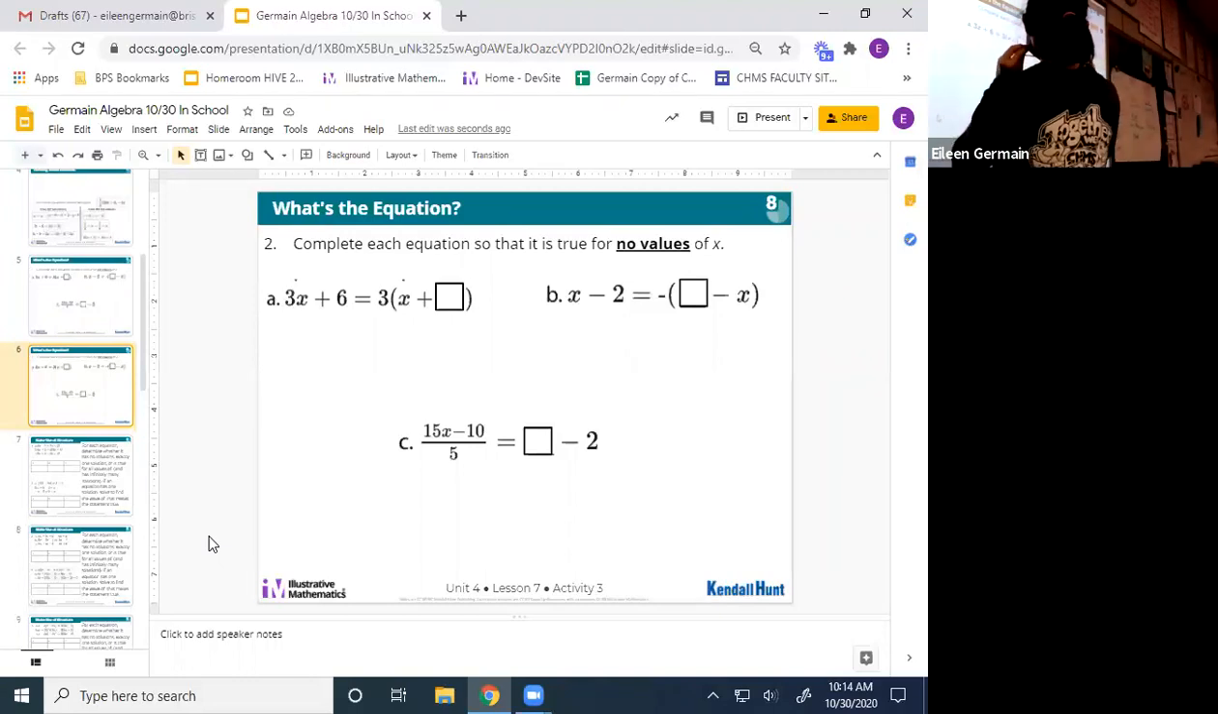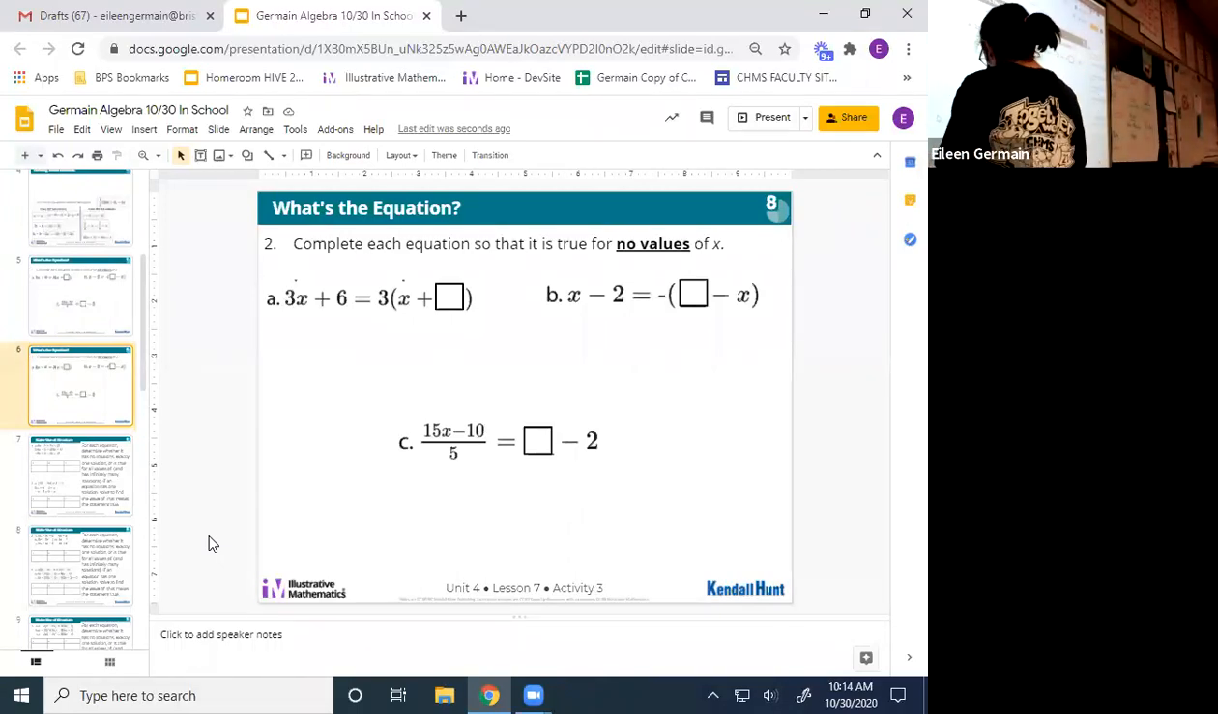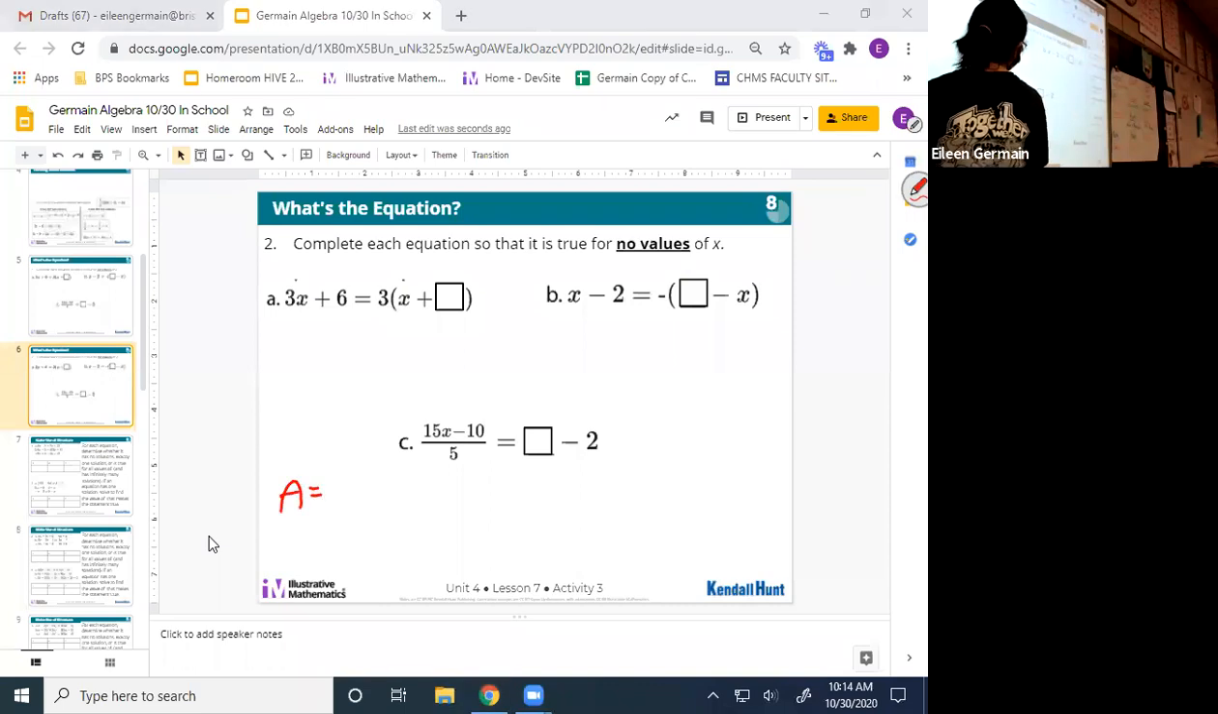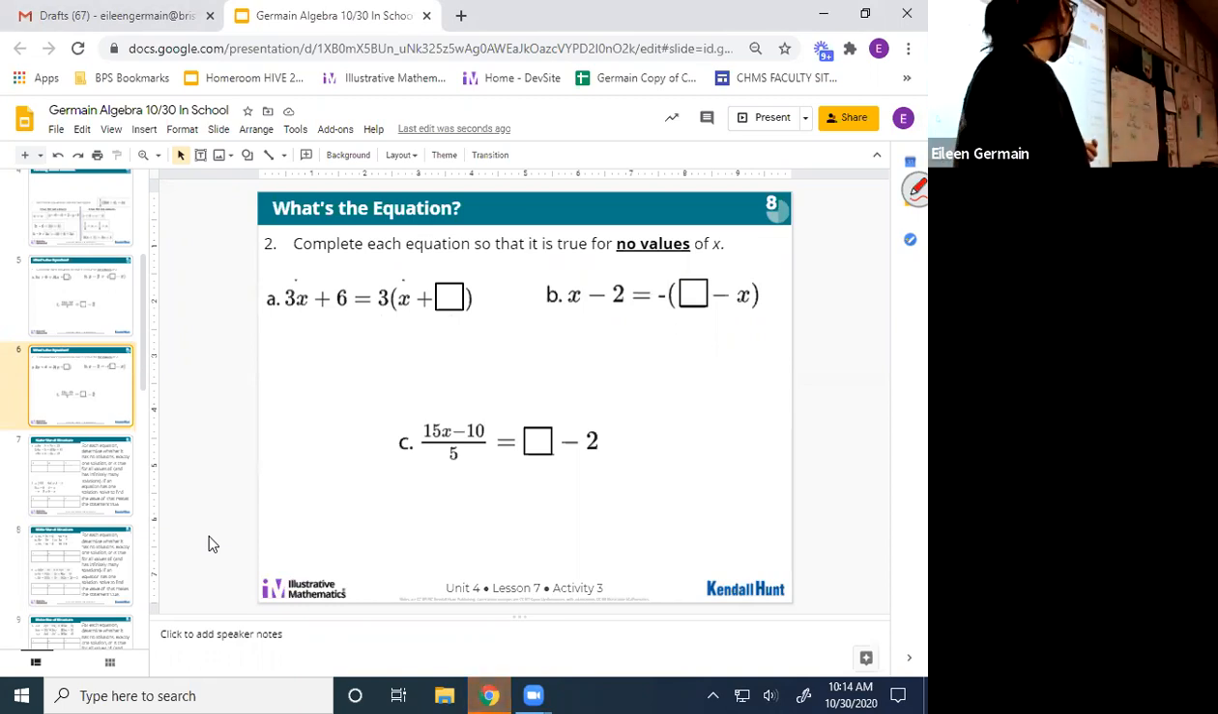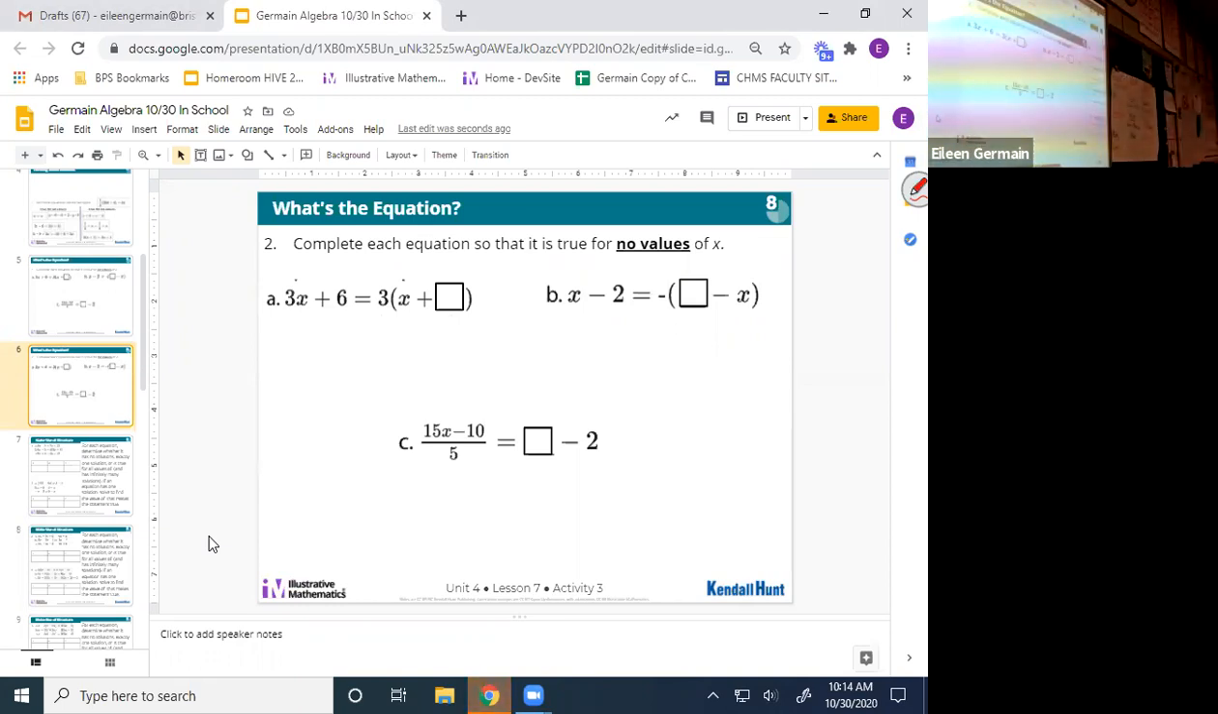People at home, once you finish them up, if you want to throw them in the chat saying like A equals, and then tell me what your value would be, that would be pretty cool because I'm going to call on people as well. Wonderful. We're taking about 10 more, plus this. So 27 more seconds.